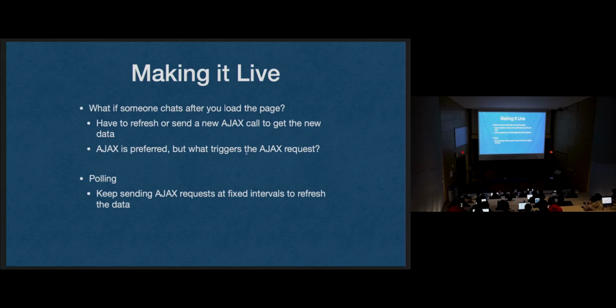That's fine, but how do we trigger an AJAX request? Do we still ask the user to press a button to fire off an AJAX request? Well, that defeats the purpose because that button they press might as well just be the refresh button. We need this to be automatic. That's where polling comes in. Polling says, well, let's just send an AJAX request at regular intervals and just keep sending them.